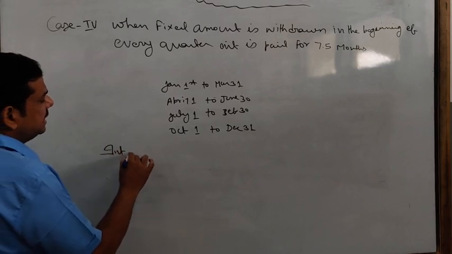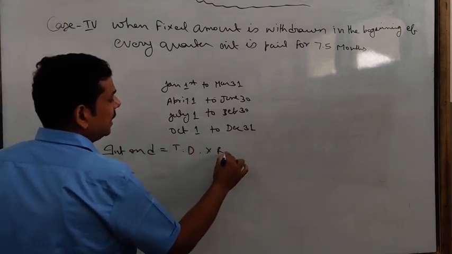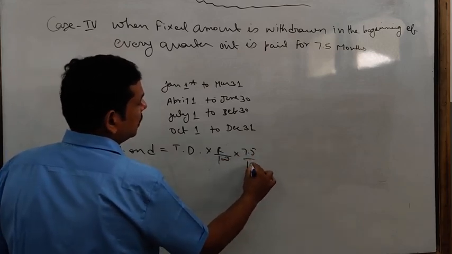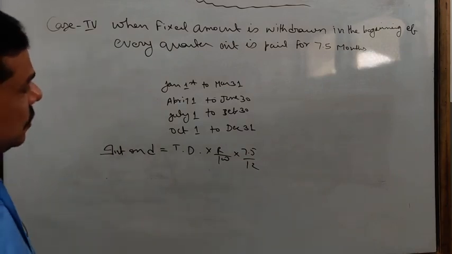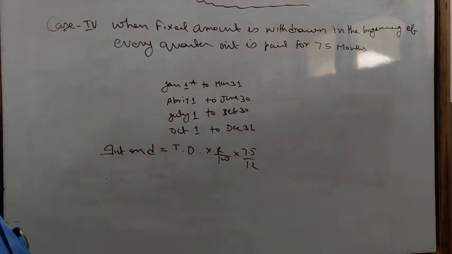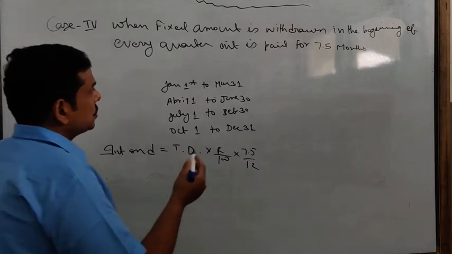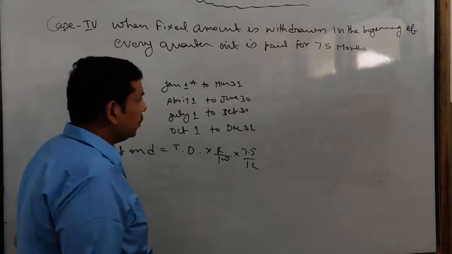See, formula is interest on drawings equals to total drawings into rate upon 100 into 7.5 upon 12. Now again 7.5, how we are going to calculate it? So our formula is time left after first drawing plus time left after last drawing divided by 2. So see, our case is when fixed amount is withdrawn in the beginning of every quarter.